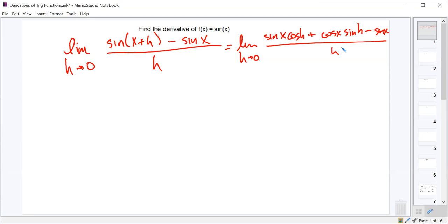Now if we plug in 0 for h, cosine of 0 is 1, so this is just sine x. And sine of h is 0, so that goes away. So we have sine x plus 0 minus sine x, which is still 0 over 0. Well, bummer. This is still right, but we're going to have to do some more work to it.